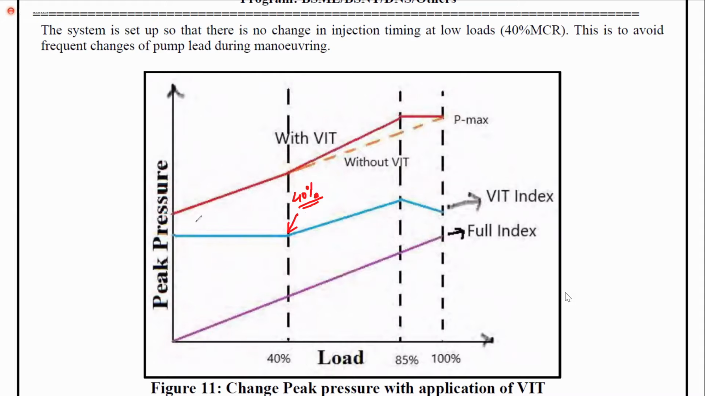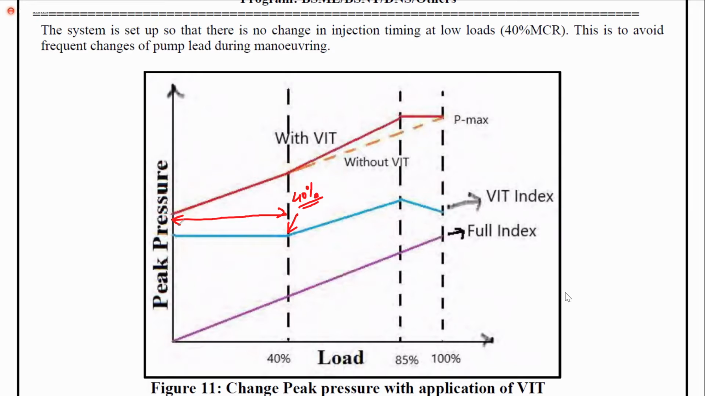Why? Because this is the maneuvering region. The pilot will be asking the master to keep changing the speed. The master will be altering the course, altering the speed. Sometimes there's a shape, sometimes there's a turning, sometimes he has to slow down, sometimes he has to speed up. So every time during maneuvering, the load continues to change.